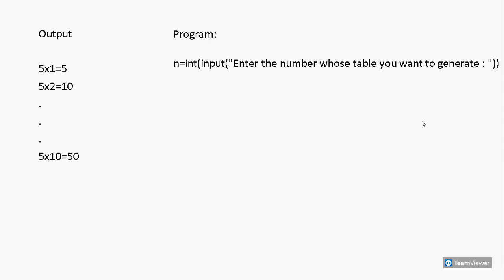Now, let's very carefully observe what we actually want to display in the output already shown on the left. We want the first line to appear like 5 into 1 equal to 5 and the second line to appear like 5 into 2 equal to 10 and so on and so forth up to 5 into 10 equal to 50. Here, in all these lines that we want to generate as the output, the number 5, actually n here, followed by the mathematical multiplication sign are fixed.